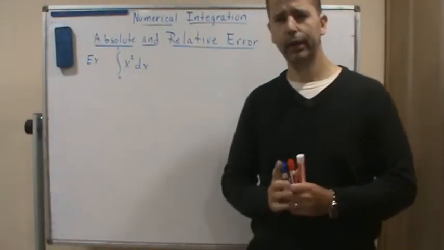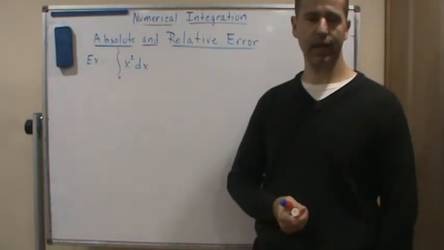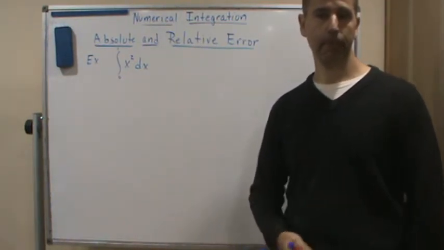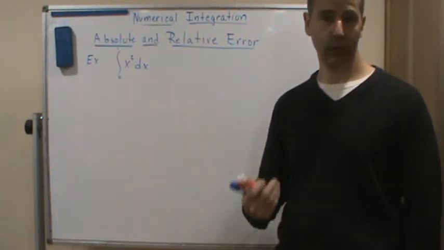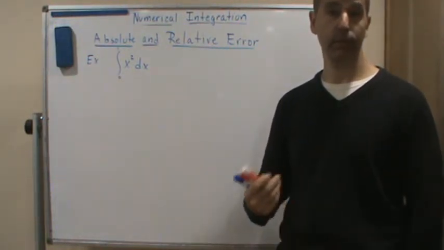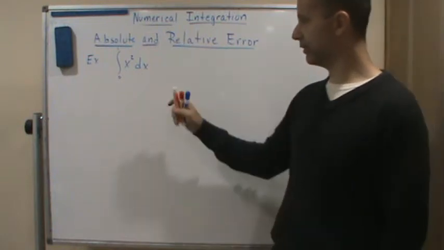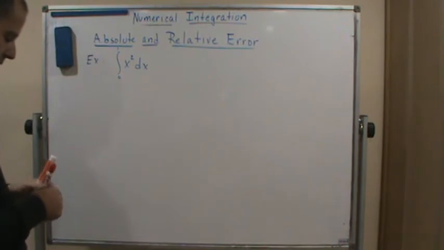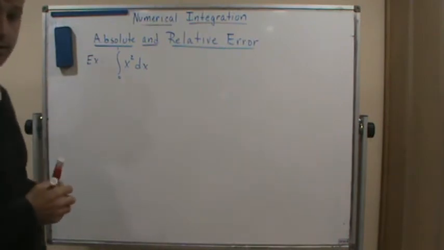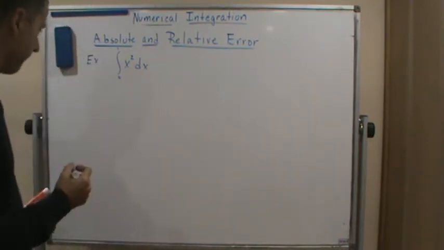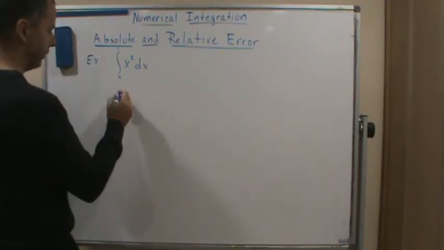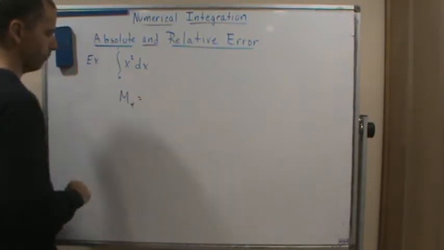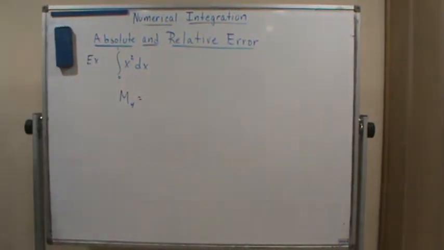Okay, so now in this example, we're going to use a previous example to demonstrate how we would calculate the absolute error and the relative error for using the midpoint rule. In a previous example, we used the midpoint rule to estimate this for 4 subintervals, and we found that M sub 4 was equal to 21 over 64.